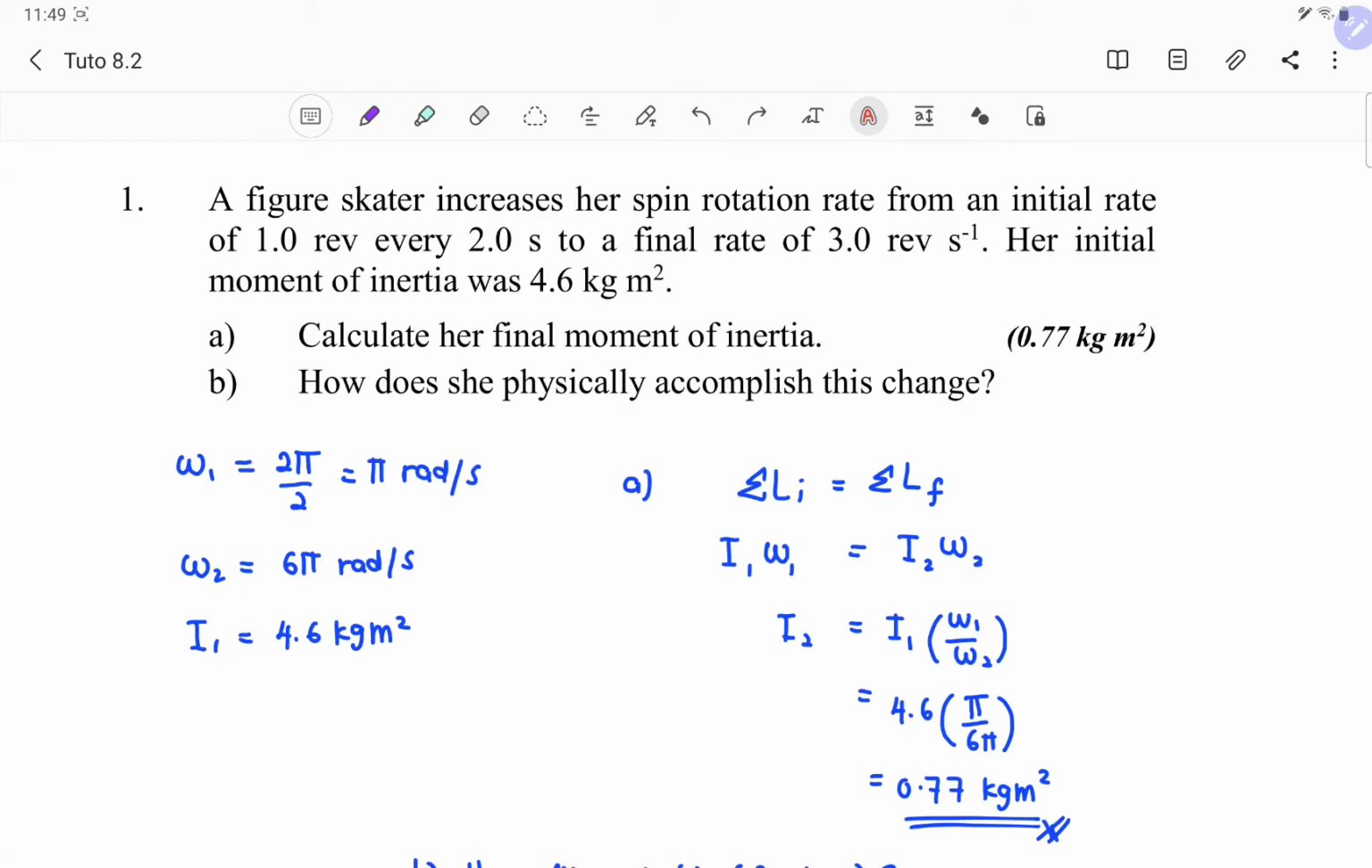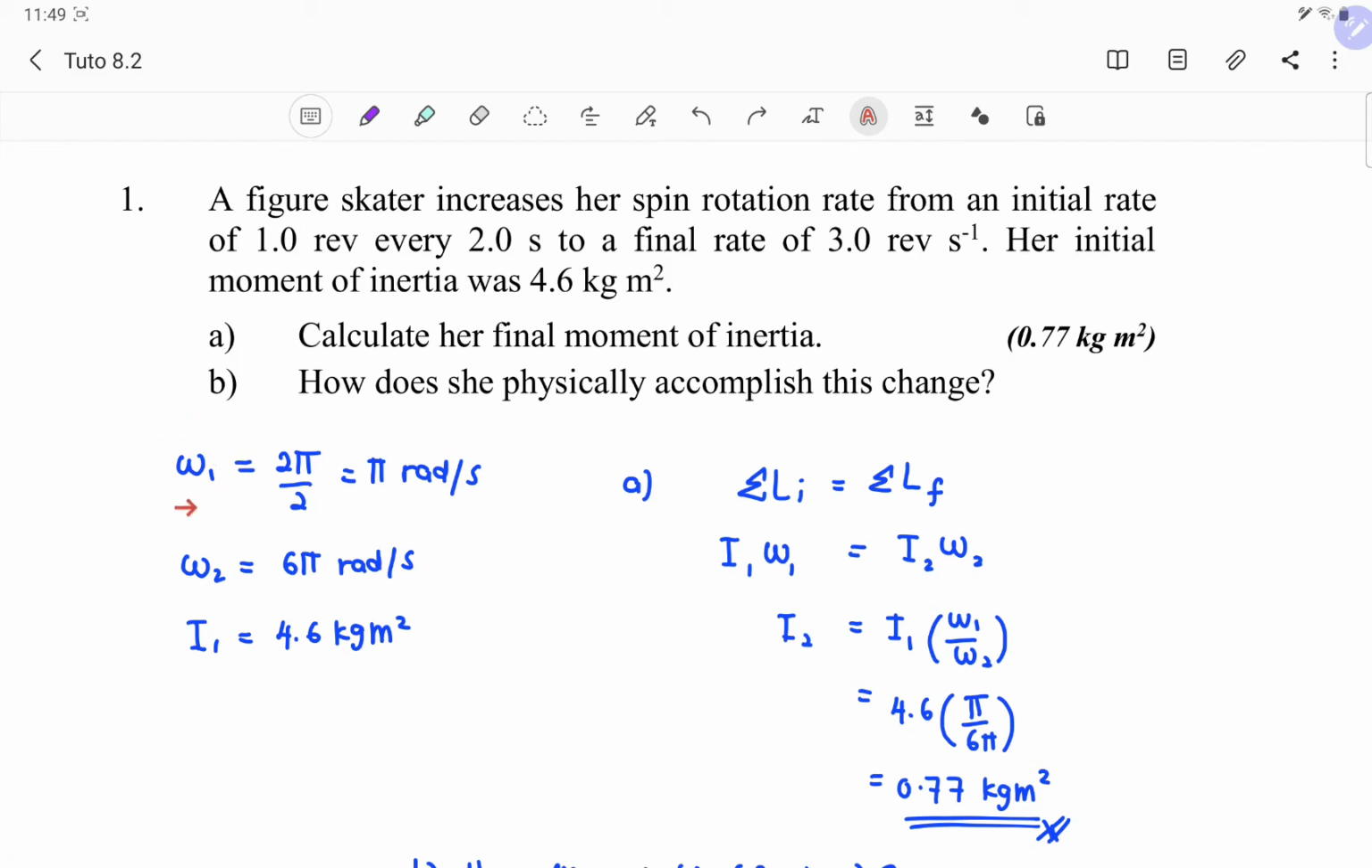Okay, example for that. A figure skater increases her spin rotation rate from an initial rate of 1 revolution per 2 seconds to a final rate of 3 revolutions per second. Her initial moment of inertia was 4.6 kg m squared. Calculate her final moment of inertia.